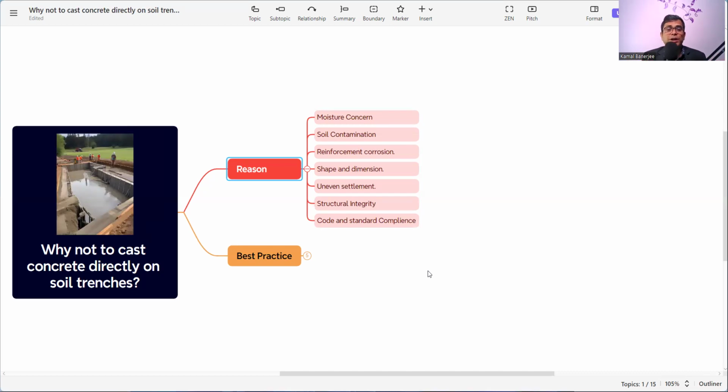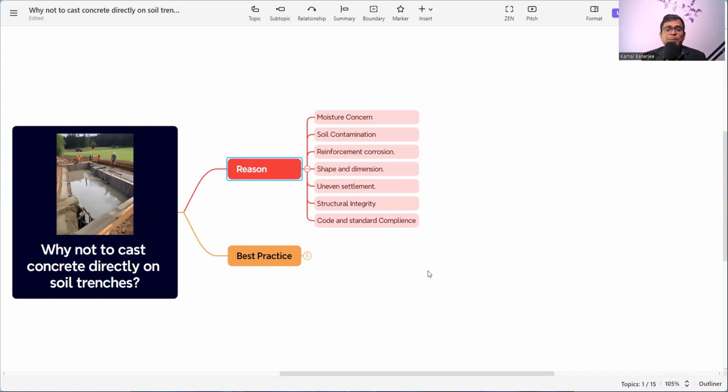Then the reinforcement corrosion. Now, if the chloride ion and sulfate ion from the soil penetrate inside the concrete, they will start reacting with the reinforcement. Also, if there is a weak path, the moisture will also penetrate inside the concrete and start corroding the reinforcement. And if corrosion is there, the volume will expand and cracks will happen. And if cracks happen, the structural integrity and durability will not be achieved and the concrete will fail. If the foundation fails, that means the whole structure fails. So reinforcement corrosion is also a criterion. That's why we do not place the concrete directly on the soil.